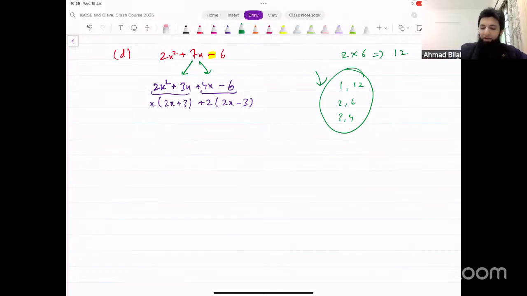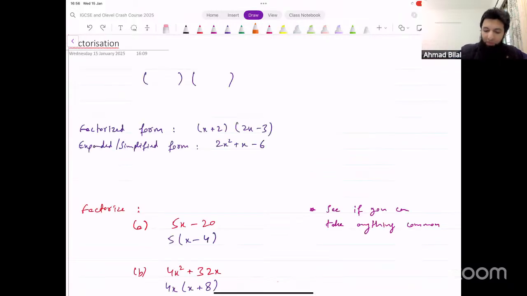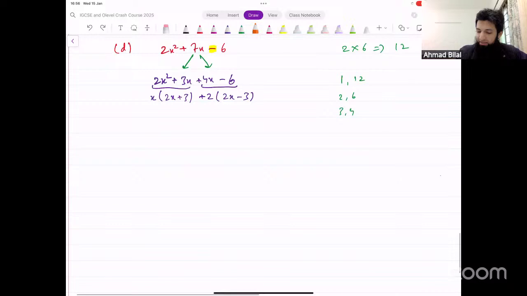Well, no. 12 minus 1 is 11. 6 minus 2 is 4. 4 minus 3 is 1. None of them give us 7. That means we cannot factorize this. This expression cannot be factorized. This is not going to work. Okay? Because the sign there was minus. We had to get 7 by subtracting two numbers and not by adding two numbers. So this expression can actually not be factorized.